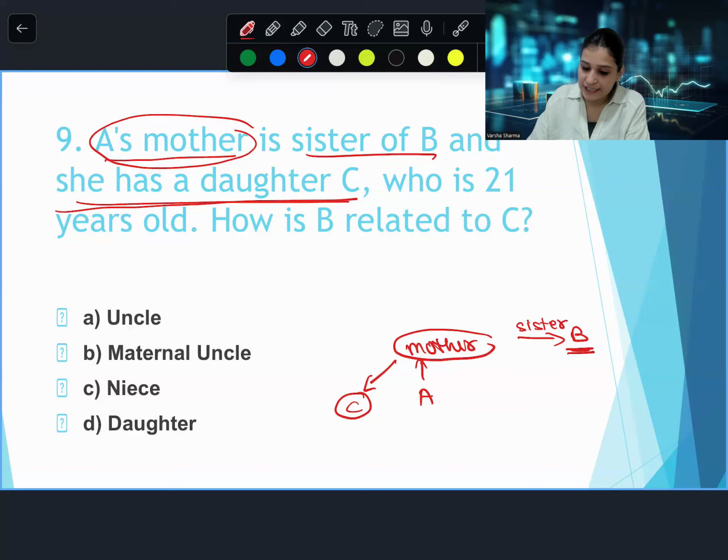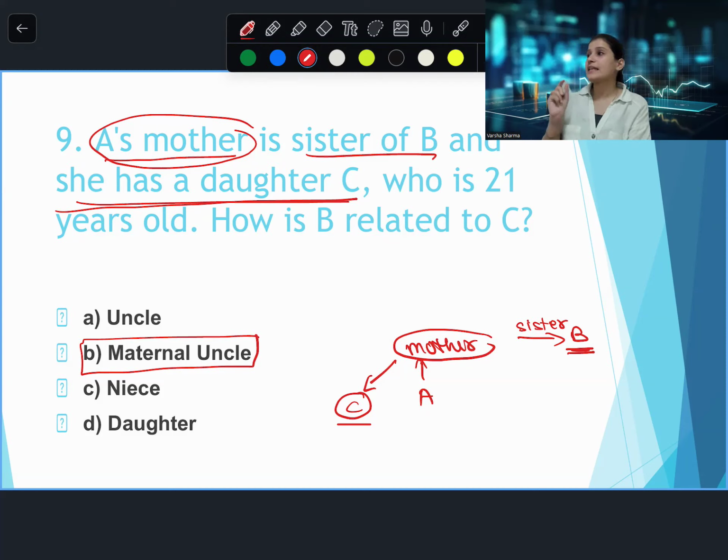How is B related to C? If B would have been a female, then B would have been aunt. If B would have been male, would have been uncle. And from the mother's side, so maternal uncle. Since I don't have an option aunt, I'm guessing that B is a male and the answer is maternal uncle. Option B.